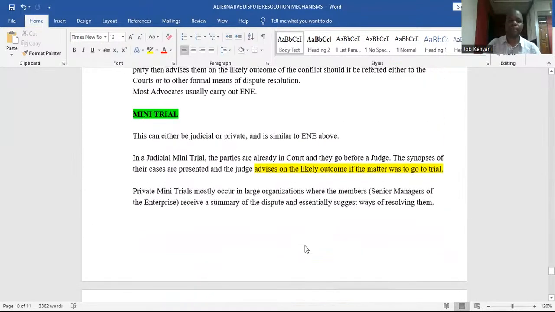Then we have the mini trial. It is where the judge advises on the likely outcome of the matter if it was actually to go to trial.